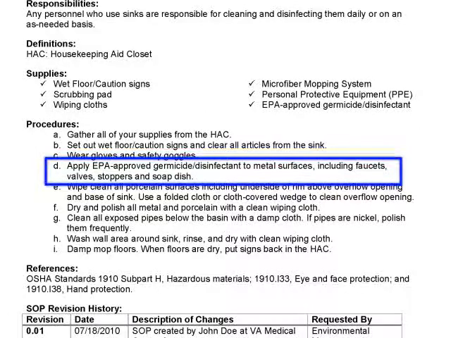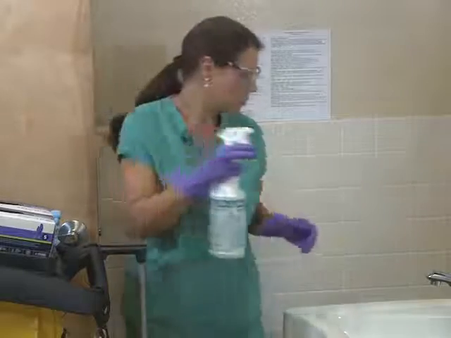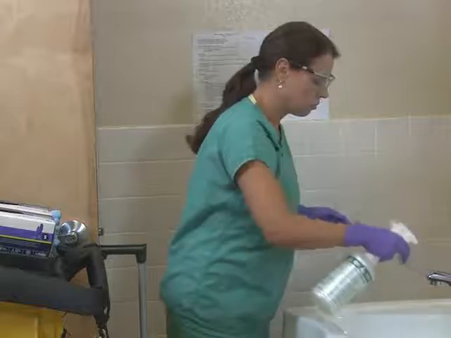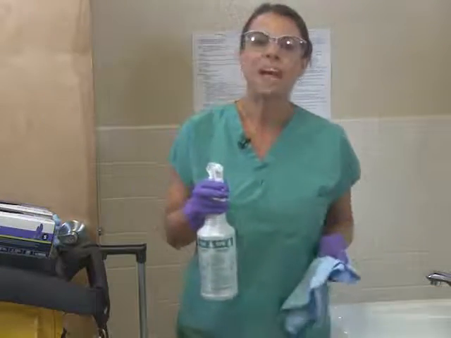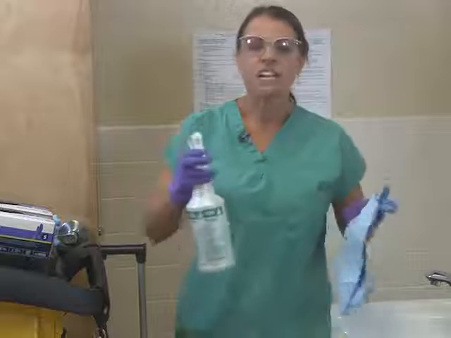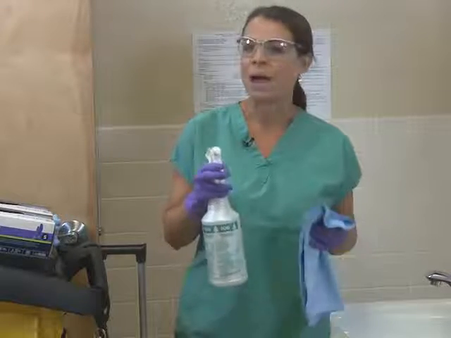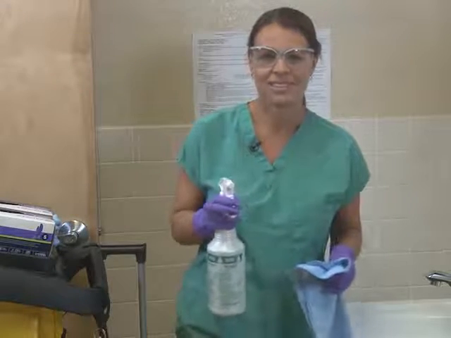Step D of the procedure displays. Apply EPA-approved germicide disinfectant to metal surfaces, including faucets, valves, stoppers, and soap dish. Marissa sprays the metal surfaces and picks up a wiping cloth for the next step. Using an EPA-approved germicide or disinfectant ensures the removal of germs, bacteria, and viruses.